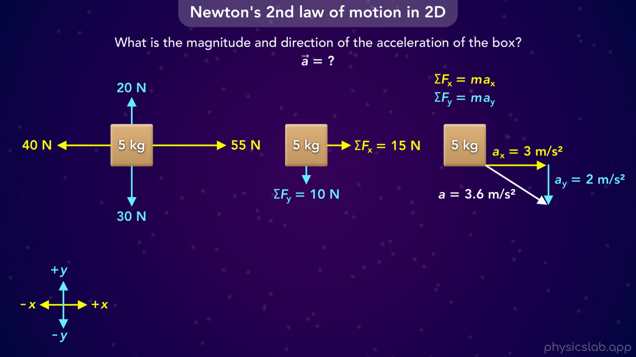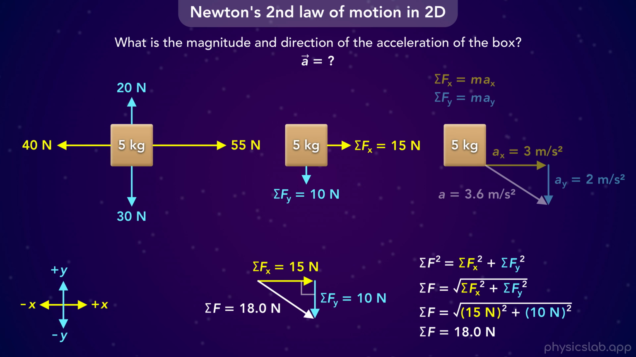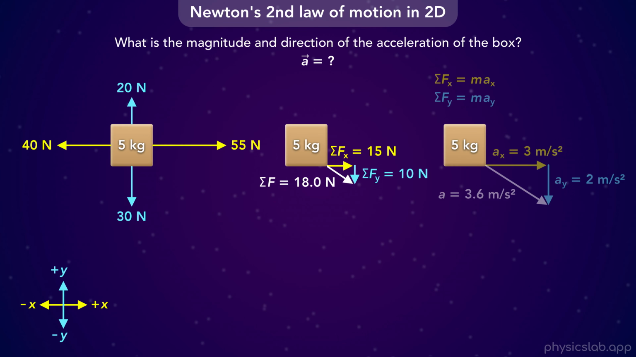Since we had already found the x and y components of the acceleration, that method was faster. But we could have also combined the x and y components of the net force to find the actual net force vector. If we do that, we get 18 newtons for the magnitude of the actual net force. So we have 4 forces acting on this box, and the net force vector is 18 newtons in this direction.